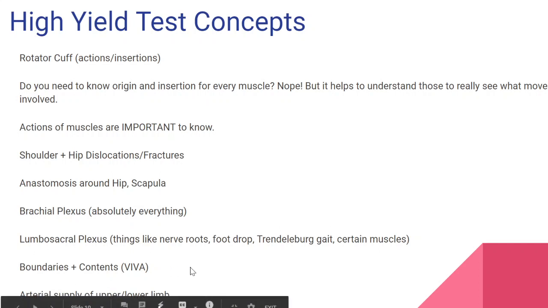And this is a highly testable topic on your VIVA. Your oral exams do ask a lot about, what are the boundaries of the femoral triangle? What are the boundaries of the cubital fossa? Just know all the boundaries and contents and memorize them, because this is one of those things where it's not really conceptual, it's very memory based, so you need to memorize those.